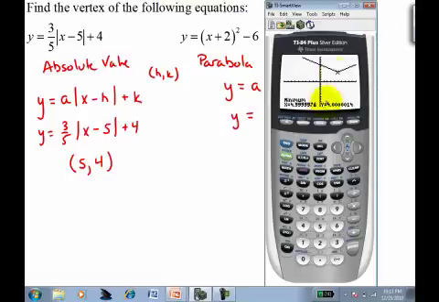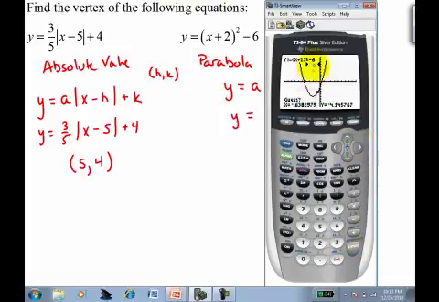I can do the same thing with the parabola. Let's go back to y equals. And now just change the equation. And again, we had a vertex of (-2, -6), which looks appropriate, but here again I want to find the minimum value. So second trace, number 3 for the minimum. Left bound, some point to the left of the minimum. Right bound, some point to the right of the minimum.